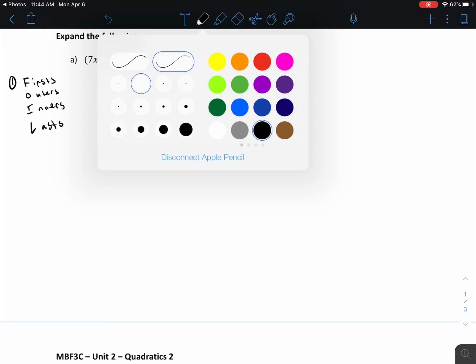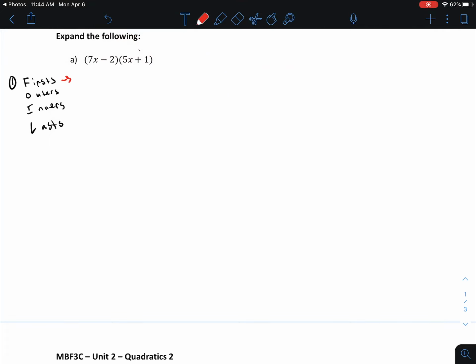Okay, so that just simply means I'm going to go like this here. The firsts we said were 7x and 5x, okay? And then the outers, sorry, the outers were 7x and 1, right? The outers. And then the inners I said were -2 and 5x. And the lasts I said were -2 and 1.